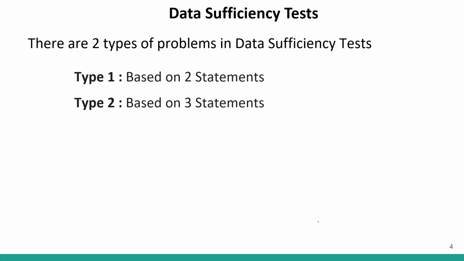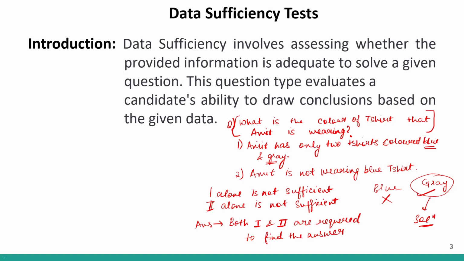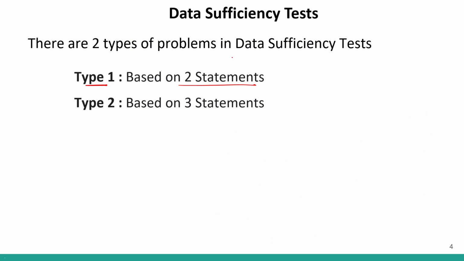Now, in data sufficiency, you can get two types of problems. Type 1 is based on two statements, like the previous question that we just did, where we had two statements. And then we have a type 2 based on three statements, in which we will have three different statements. The approach will remain the same, it's just that the number of statements has increased.